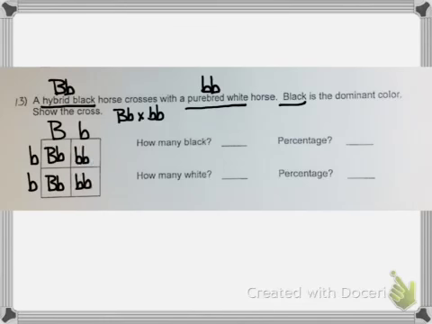Alright, and if we were to answer the questions, how many of the offspring would be black? We have 2 out of 4. And how many would be white? 2 out of 4, and they both would be 50%.